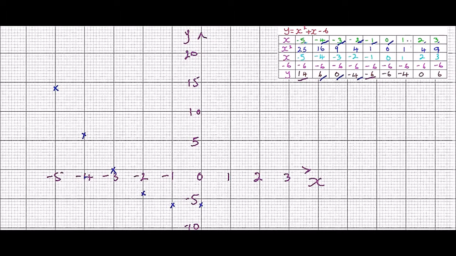When x is 1, y is minus 4. So minus 4 is there. When x is 2, y is 0. So this is where we have our point. And finally, when x is 3, y is 6. So that is where we have the point. So with these points, we are going to plot the quadratic graph by joining these points using freehand, and then we will label our graph.